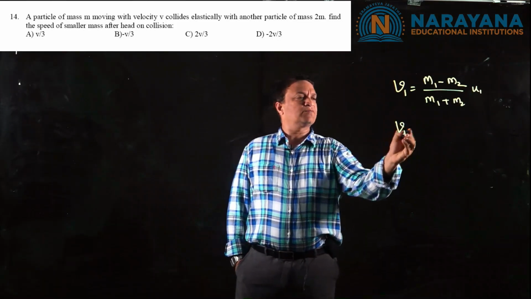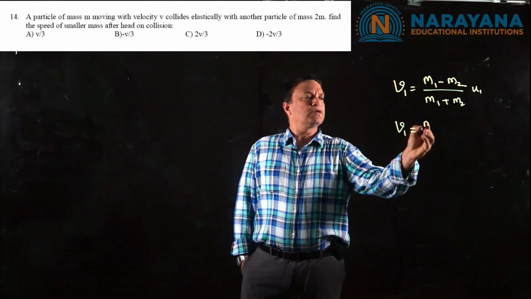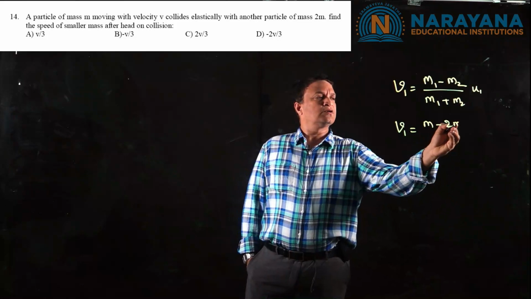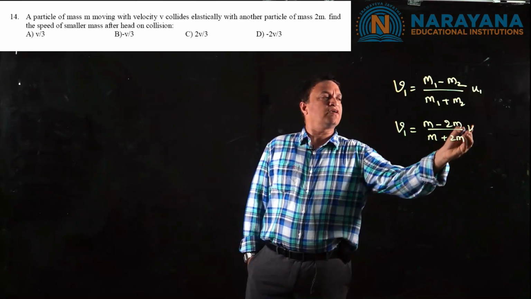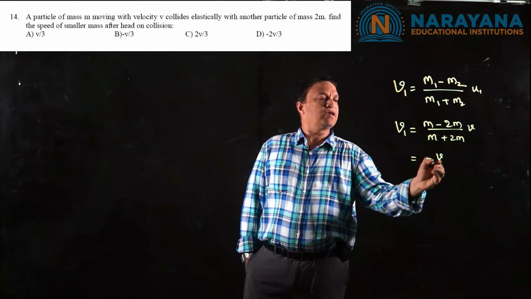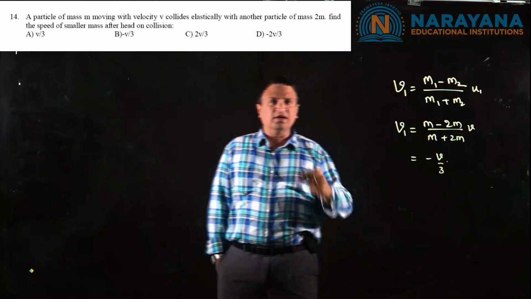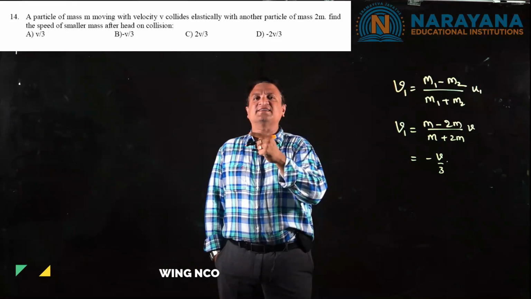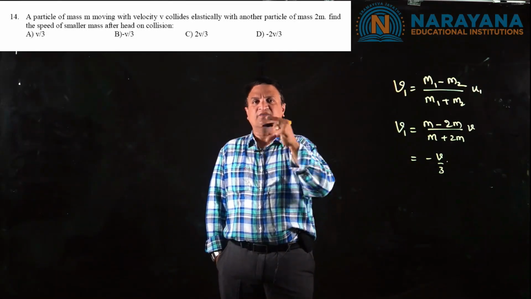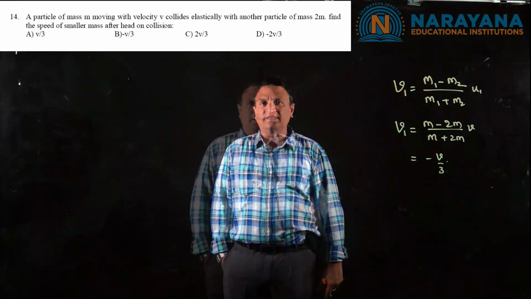Remember, we need to use this only in the case of elastic collision. In this case, v1 is (m minus 2m) by (m plus 2m) times v. This is minus v by 3, which means after collision, the first body reverses its direction and moves with a speed v by 3. My answer is v by 3.